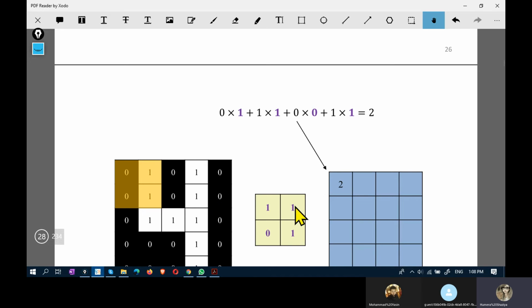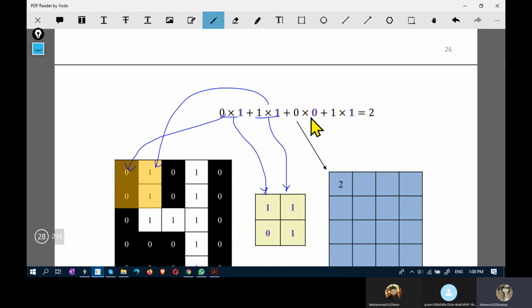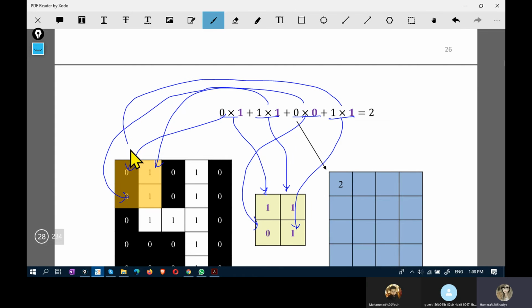Here you get 1 into 1 is 1. Matching the image values with the filter values position by position, there are two ones, and then there are two ones here, so you get 2. So you are getting 2 as the value here.